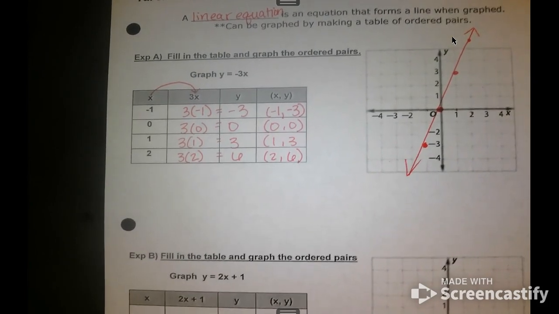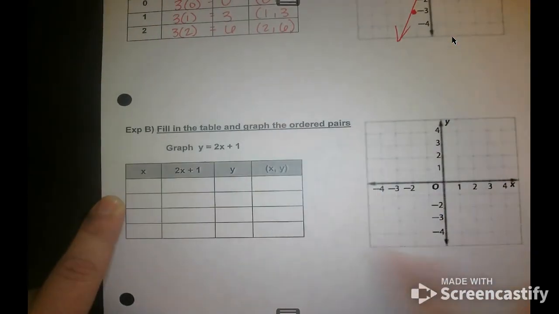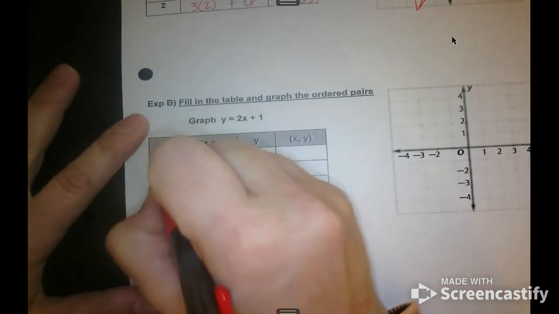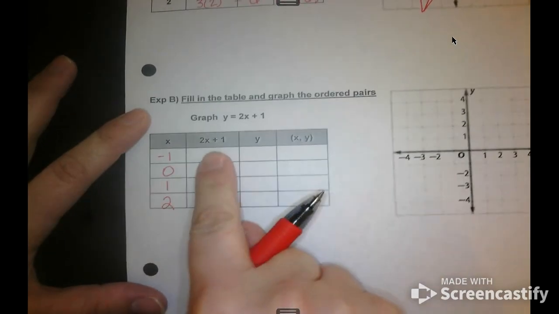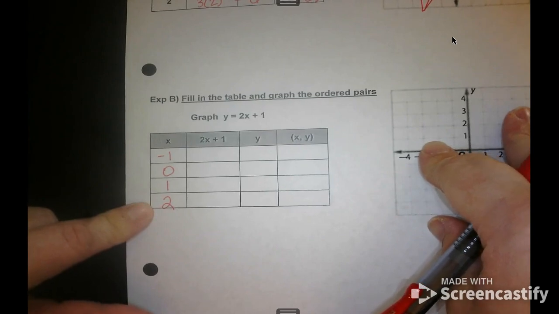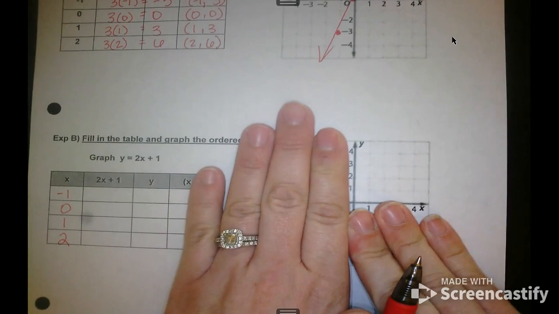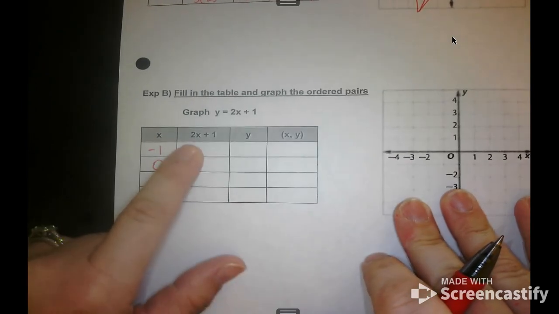Okay. So the next one says y equals 2x plus 1. Again, I have a full coordinate plane here, so I'm going to start with negative 1, 0, 1, and 2. Whenever we have that, we'll just do these. Now, there's going to be some where it doesn't give you the whole thing. It only gives you one quadrant. And then you'll just do 0, 1, 2, and 3. Okay? So right here, I have 2x plus 1.